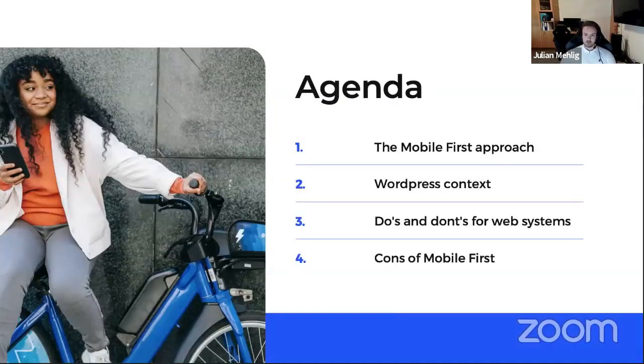Let's have a quick look at today's agenda and the topics we are going to cover within this presentation. Our first topic will be the mobile-first approach in general, followed by the mobile-first in WordPress context. Afterwards, we will cover the do's and don'ts when designing a web platform mobile first. Our last bullet point for today will be the disadvantages of the mobile first principle.